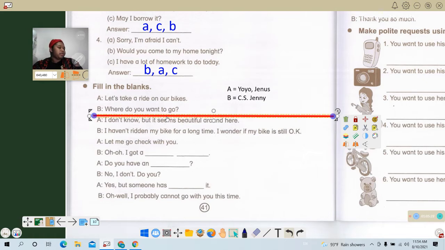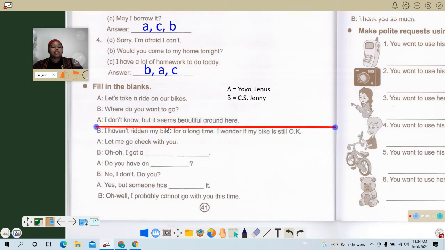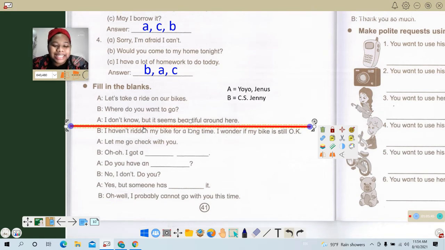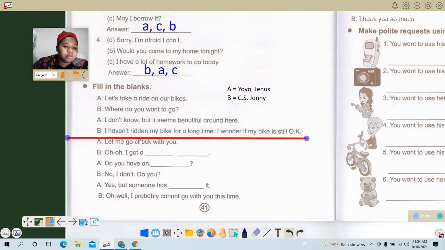CS. Where do you want to go? Next. I don't know, but it seems beautiful around here. Again, it seems beautiful around here. Next.